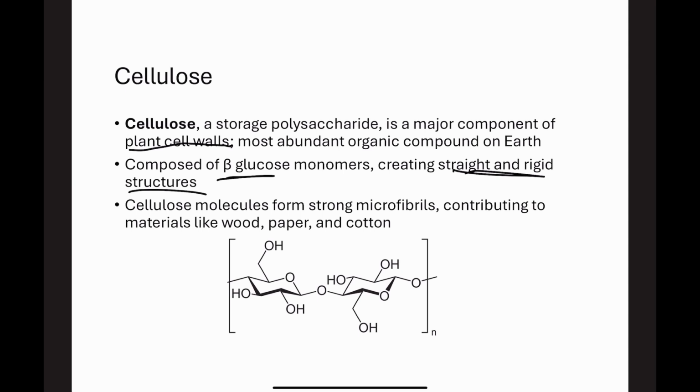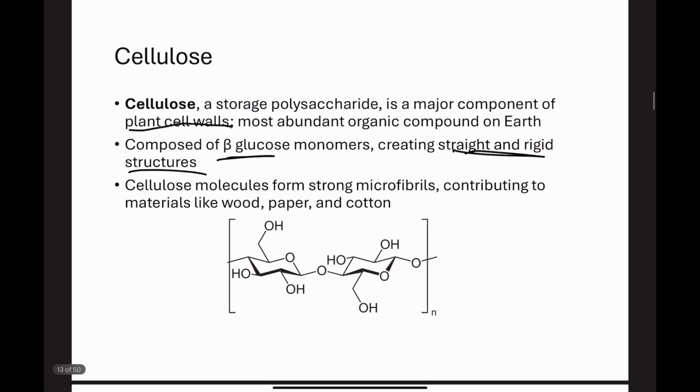So, again, starch is made of alpha glucose, which is able to form helical structures, and cellulose, on the other hand, is made of beta glucose. And in this structure, every other glucose molecule is flipped upside down, which creates a straight chain, which is what we see here. These straight cellulose chains are going to form hydrogen bonds with each other, and they're going to make strong microfibrils. And these microfibrils are the building blocks of wood, paper, and cotton.